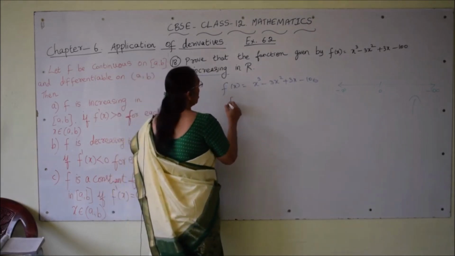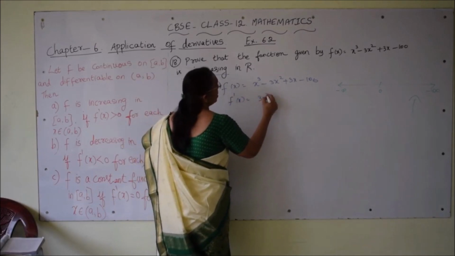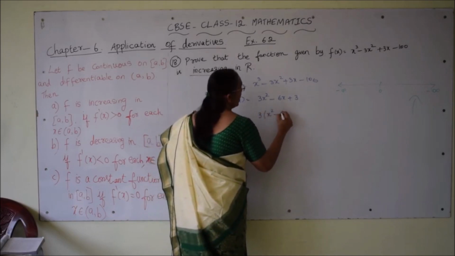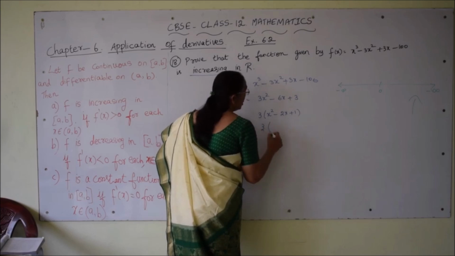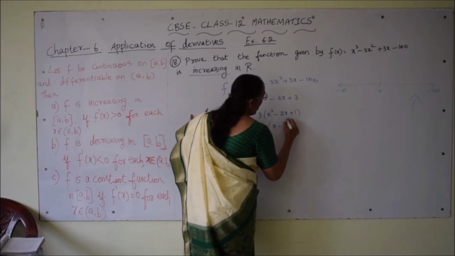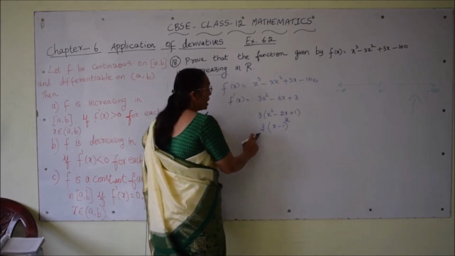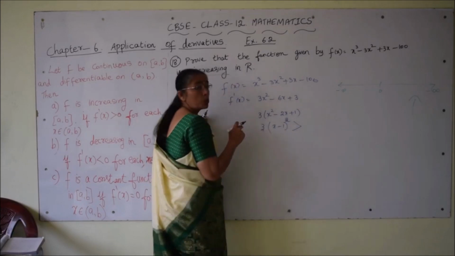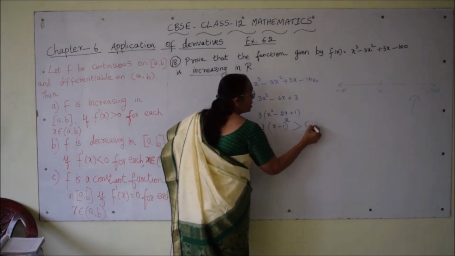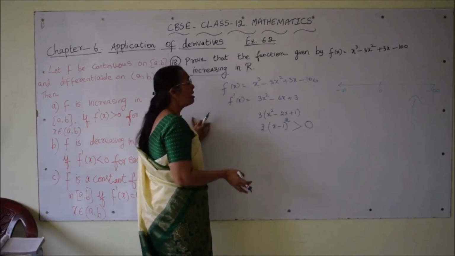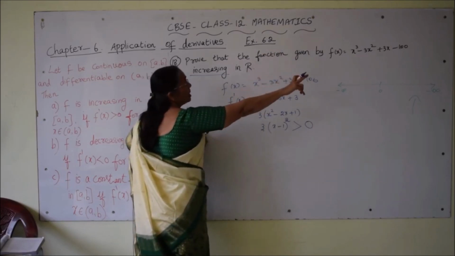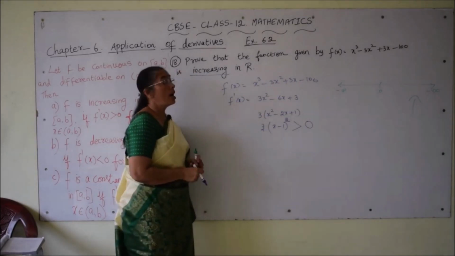Now, f dash of x is 3x square minus 6x plus 3. Taking 3 common outside, we will have 3 times x square minus 2x plus 1. This is in the form of a square minus 2ab plus b square, so it is 3 times x minus 1 whole square. Now, 3 is positive and x minus 1 whole square is also positive. A perfect square is always greater than 0. So, f dash of x is always greater than 0 for any x belongs to R. Therefore, the given function is always an increasing function on the real number system R.